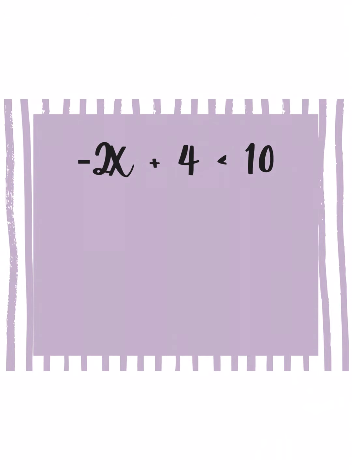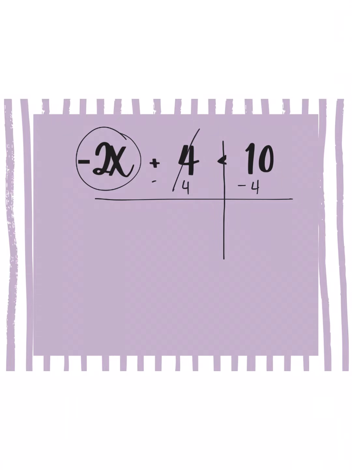Here I have negative 2x plus 4 is less than 10. Of course, you can see right away there's a negative 2x. That's where this negative conversation is headed. Let's draw a line down that symbol just to help us see both sides of the inequality. Again, I want to isolate my variable term. I have a plus 4, so I need to be subtracting 4 from both sides. That's my opposite operation. 4 minus 4 is 0. That's a good thing. I'll bring down my negative 2x, my symbol, and 10 minus 4 equals 6.